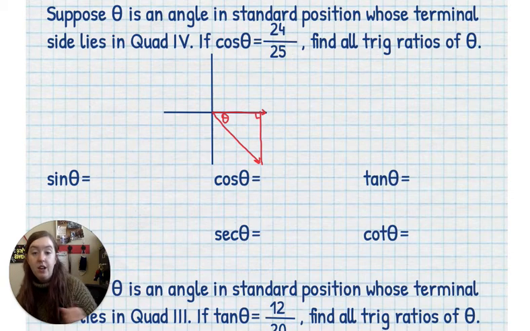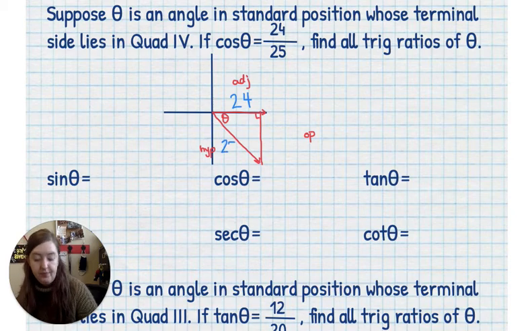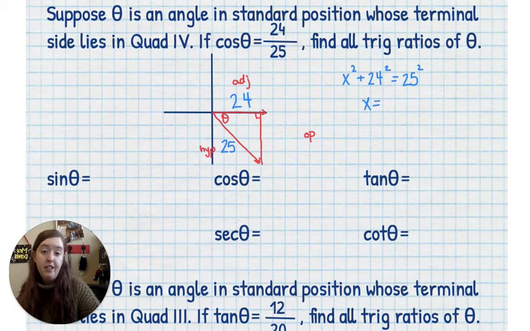Cosine is adjacent over hypotenuse. So here's adjacent, here's opposite, here's the hypotenuse. Adjacent is 24, and the hypotenuse is 25. So then we can do the Pythagorean theorem. x squared plus 24 squared equals 25 squared. Or once again, you know your Pythagorean triples, and you get 7.